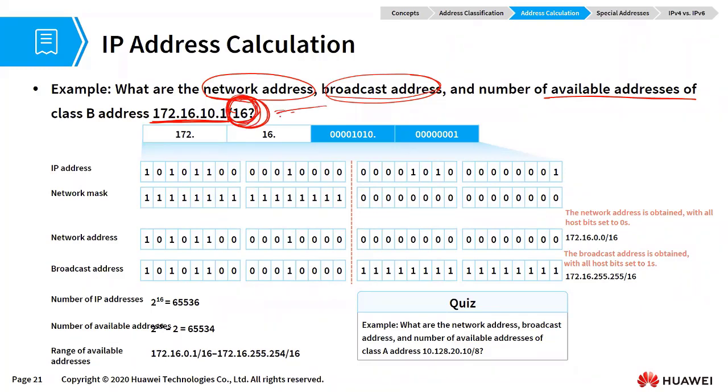That subnet mask is saying it has 16 ones, 8 ones, and 8 ones. That's the subnet mask. And then convert the address itself to binary. 172, we convert it to that. 16, we convert it to that. The 10, we convert it to that. And the 1, we convert it to that. After that, we perform the process we call ANDing.